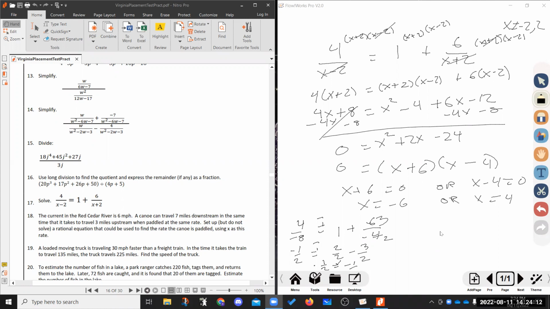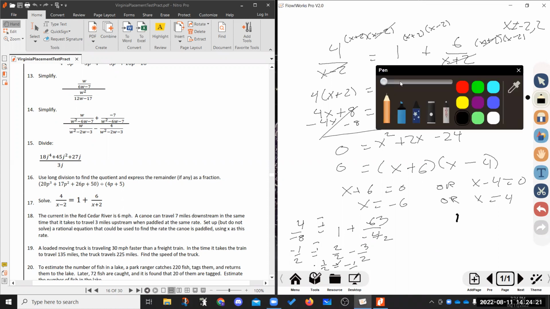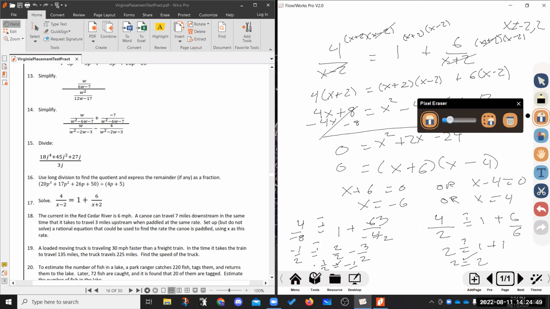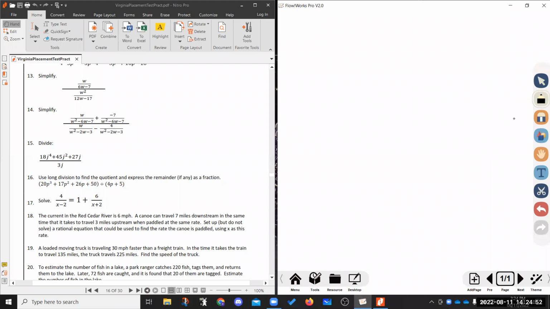And then let's check when x equals 4. 4 over 4 minus 2 is 2. 1 plus 6 over 4 plus 2 is 6. Oh, this one's a lot easier. 2 is equal to 2. All right, let's clear this away. We got 2 true solutions to that one.